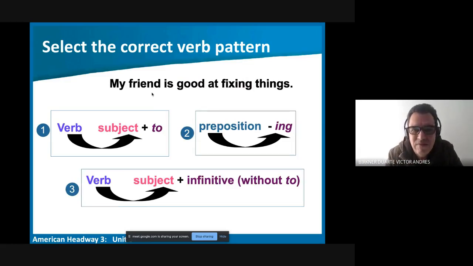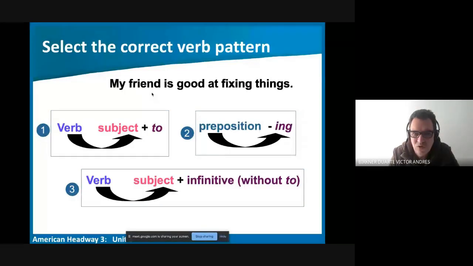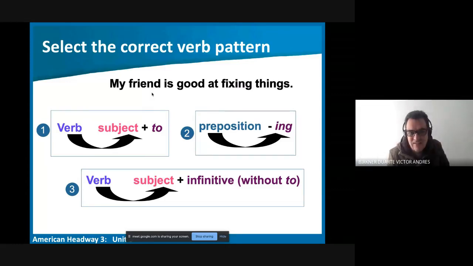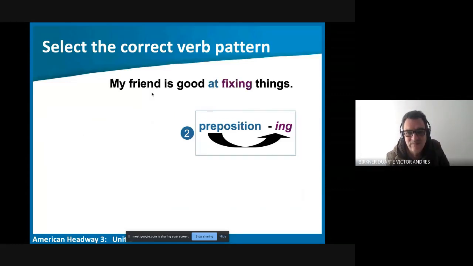Number three, my friend is good at fixing things. Which one do you think is the correct form, the correct pattern? One, two, or three? Verb plus to, preposition plus ing, verb plus infinitive without to. Which one do you think is the correct pattern? The second one. Okay, let's see then. Preposition and ing. Very good.